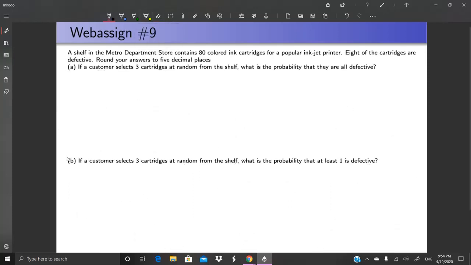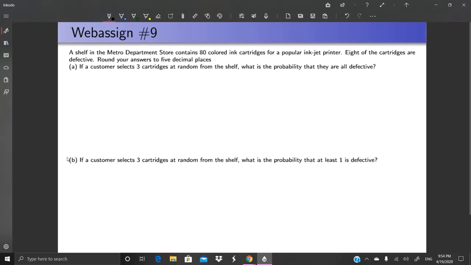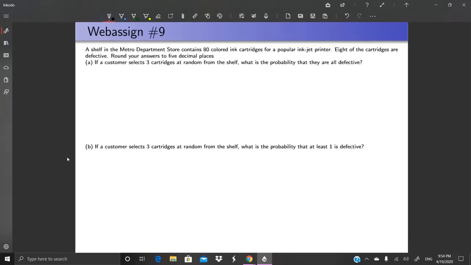Okay, here's our next problem. So number 9 on WebAssign. A shelf in the Metro department store contains 80 colored ink cartridges for a popular inkjet printer. Okay, so most important information here, we have 80 total. And then we're told that 8 of them are defective.